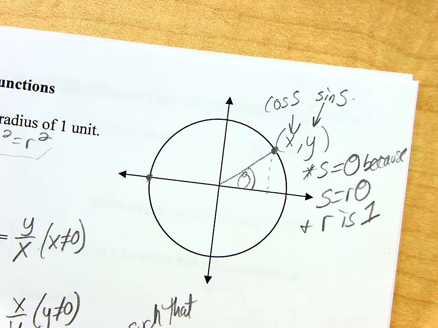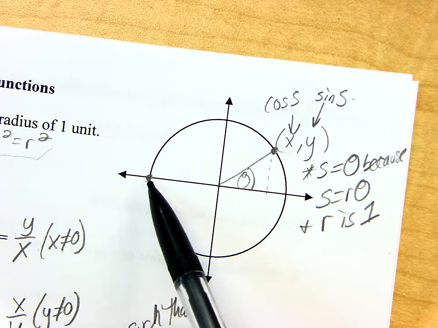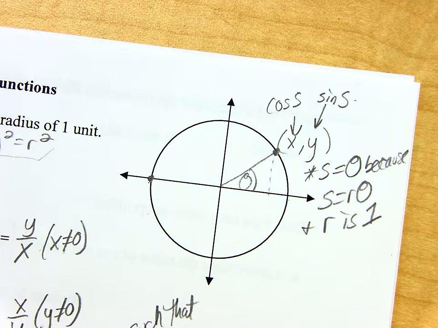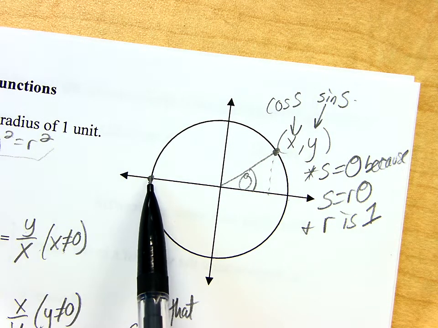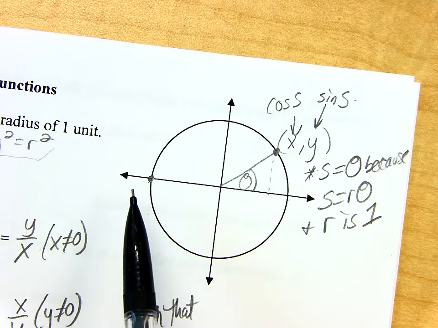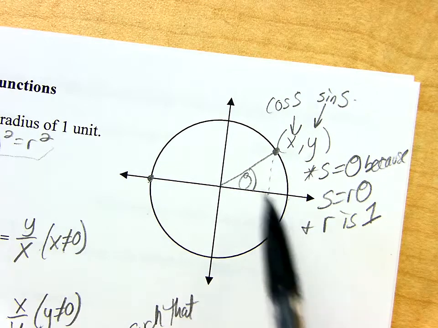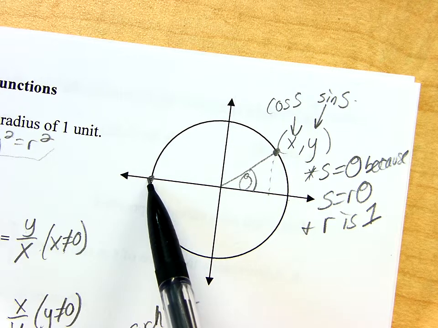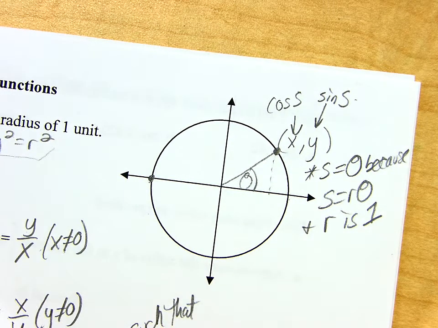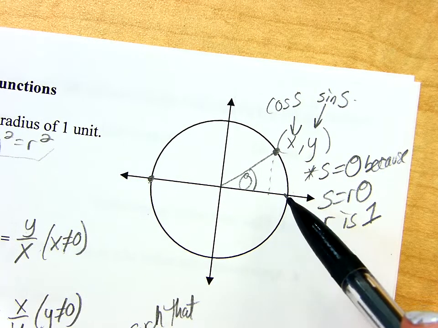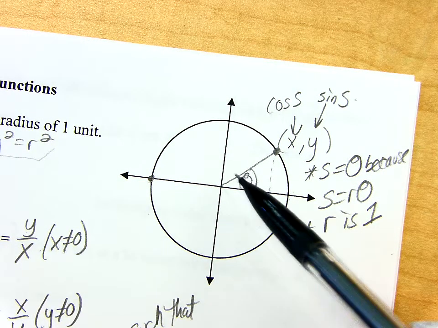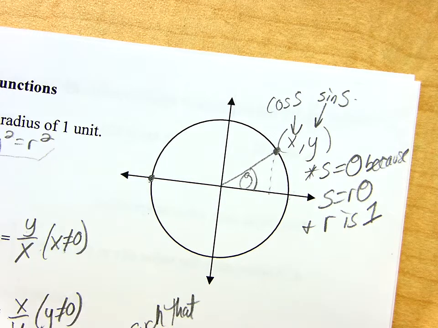Cosine of that same point: you're looking for your x value. What would the x value be of this point right here? It's not 1. If it was 1, it would be over here. It's negative 1. I'm on the coordinate plane, so that's (-1, 0), because the radius is always 1 in the unit circle. So cosine of that is just -1.